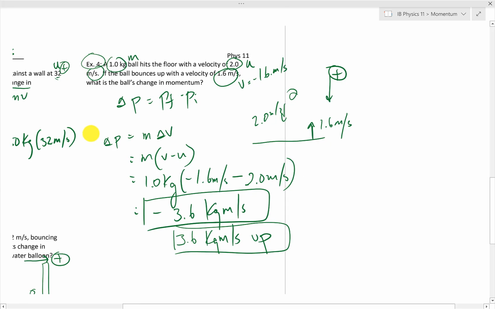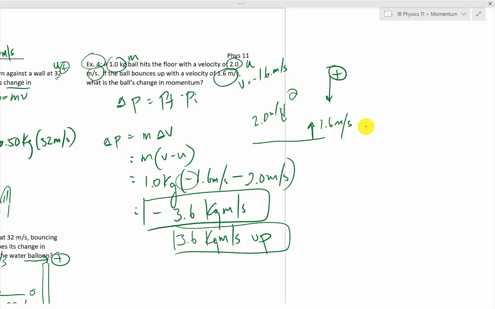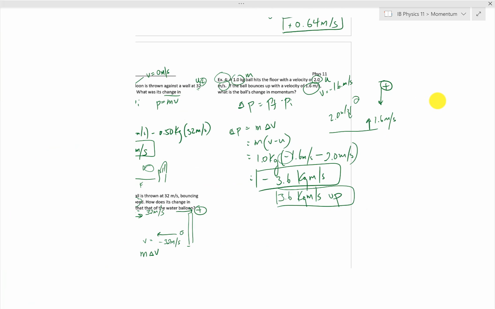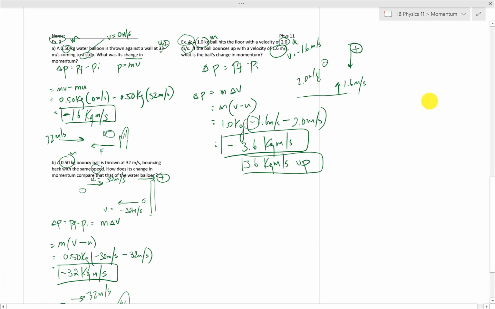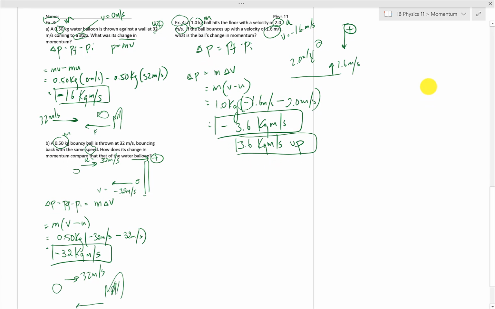Again, don't forget to put in a negative sign for the 1.6 meters per second, because it opposes the original direction of velocity there. Okay, so that is the change in momentum. We will need this concept when we talk about the next lesson, which is on impulse.